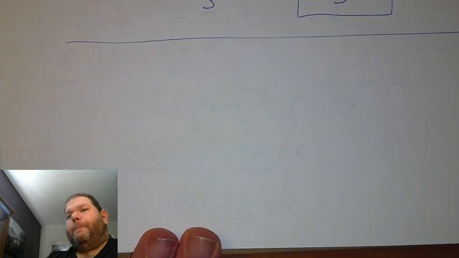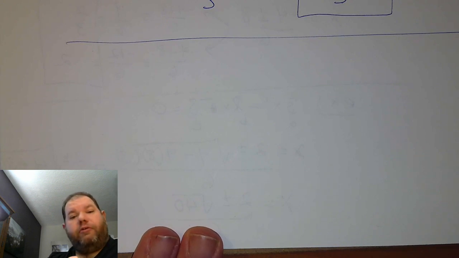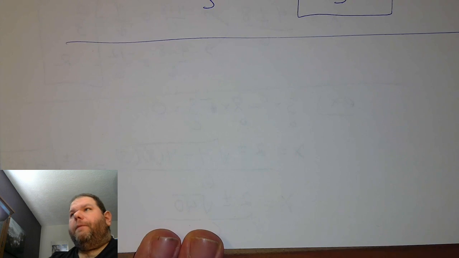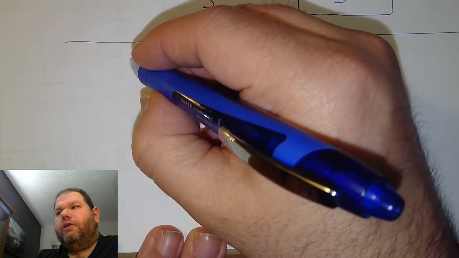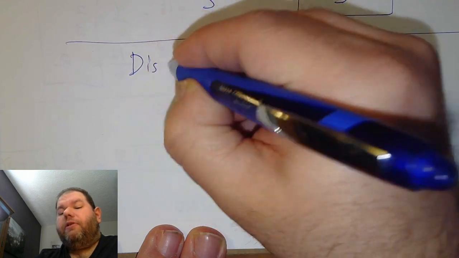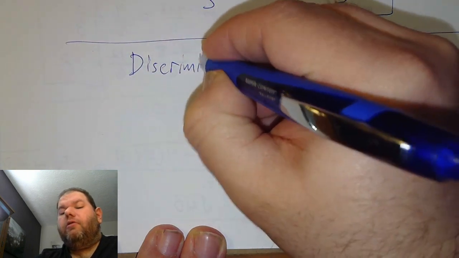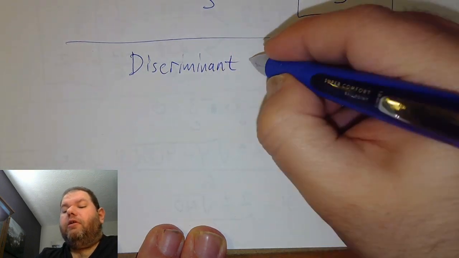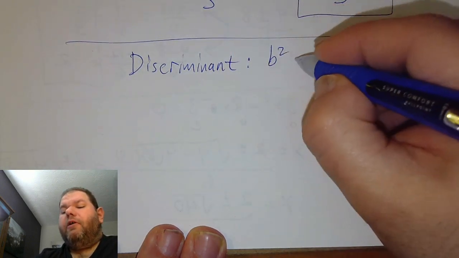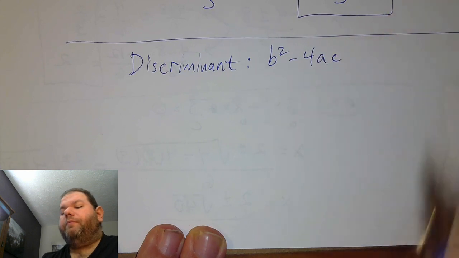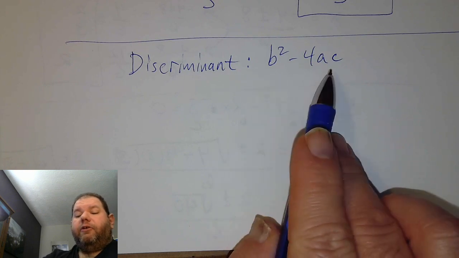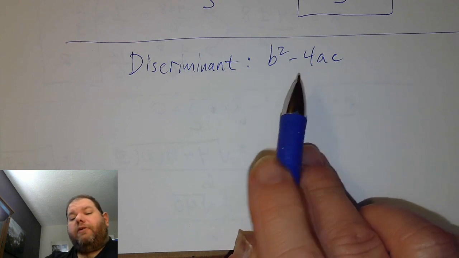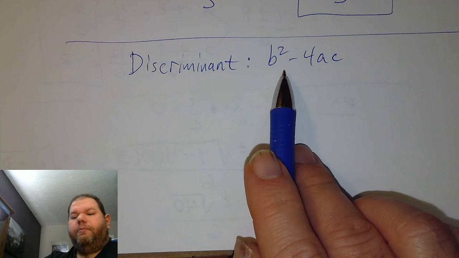Now, beyond solving quadratic equations, there's another aspect of this that we would like to look at, and this is what we call the discriminant, which is b squared minus 4ac. So you probably recognize this expression because it's the part of the quadratic formula that's actually under the square root.